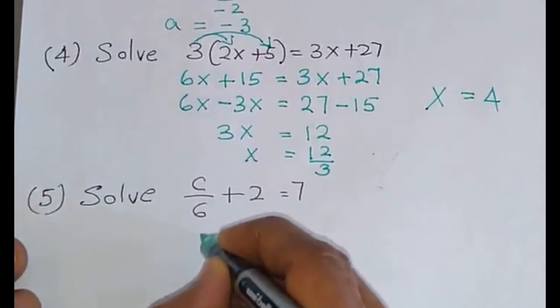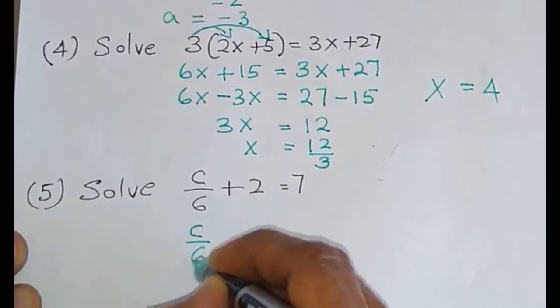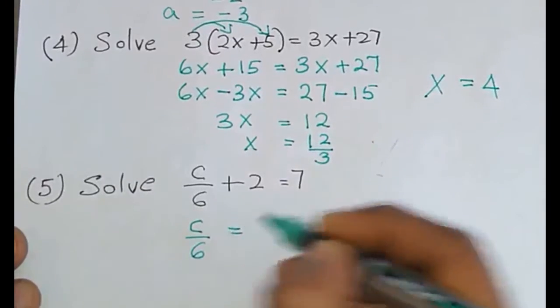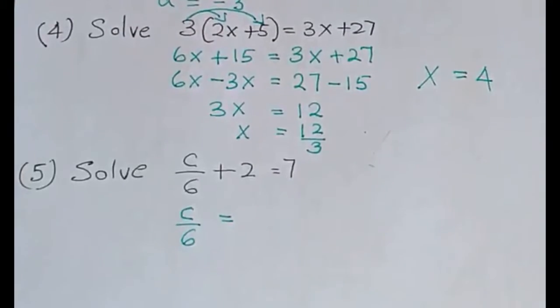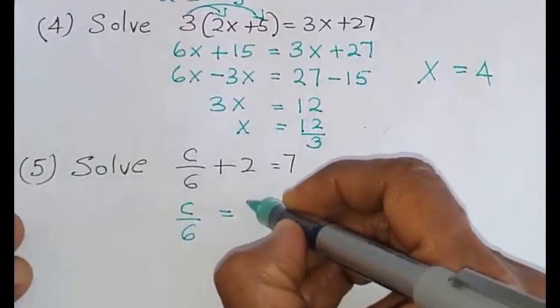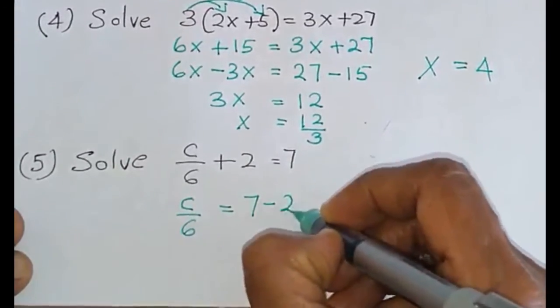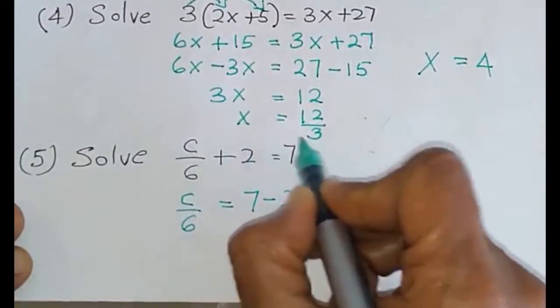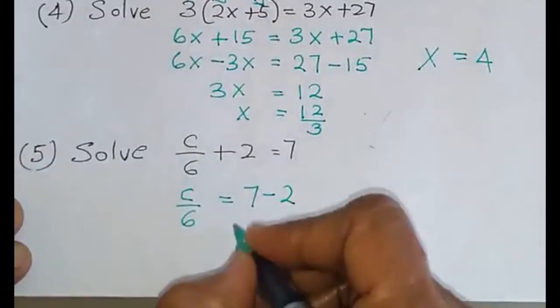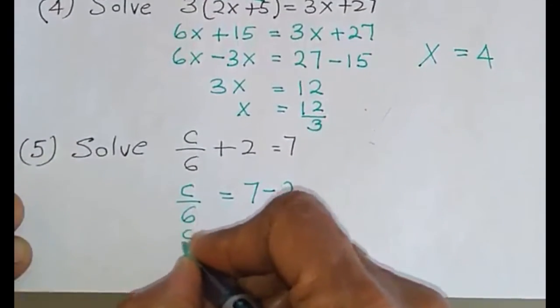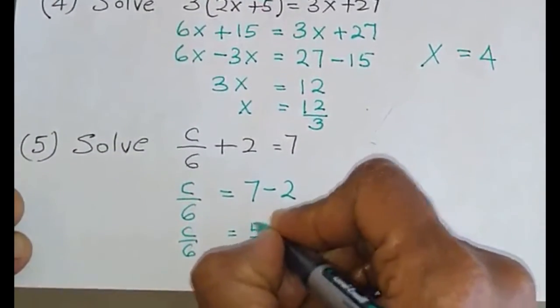So I have c over 6. That's going to be the variable term. I'm going to move the constant to the other side of the equation so that I can isolate it. So 7 minus 2. This is positive here. When it's moved to the other side of the equation, it's going to be negative. So that's going to be c over 6 is 5.